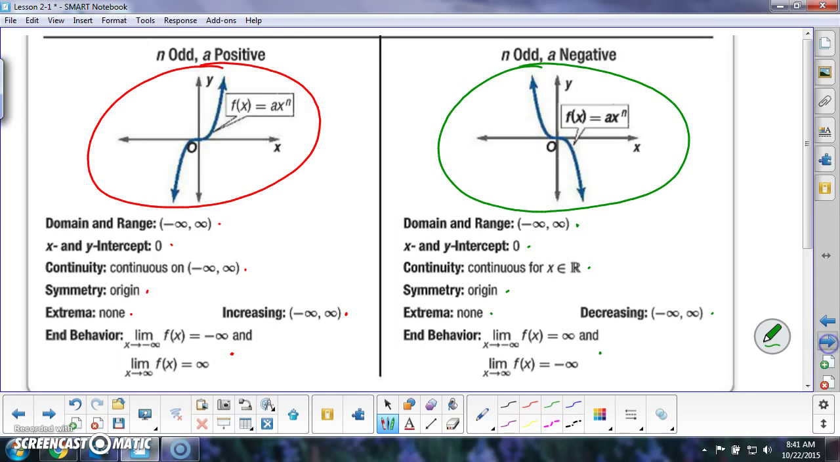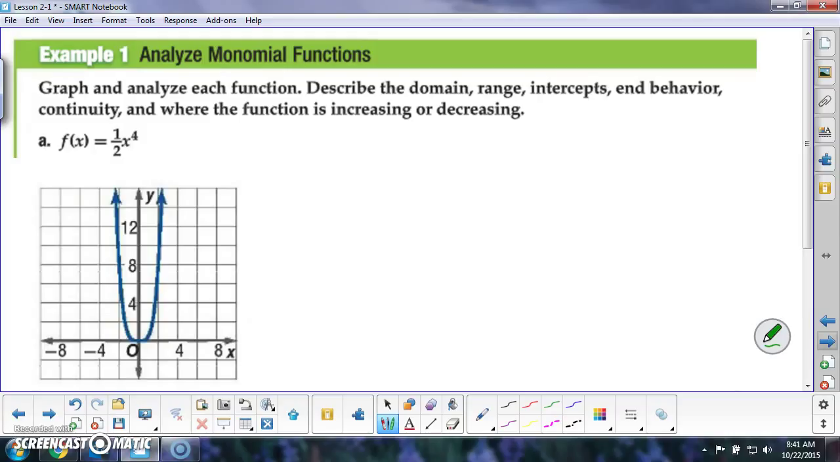So you're going to be doing things like that, describing the characteristics given a certain equation. So it says graph and analyze each function, describe the domain, range, intercepts, and end behavior, continuity, and where the function's increasing or decreasing. So I've got this one graphed already, but you can see we've got a positive lead coefficient, and the exponent is even. Therefore, it's a touchdown guy.